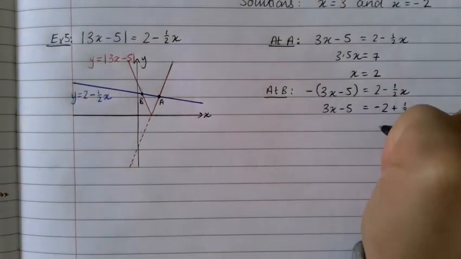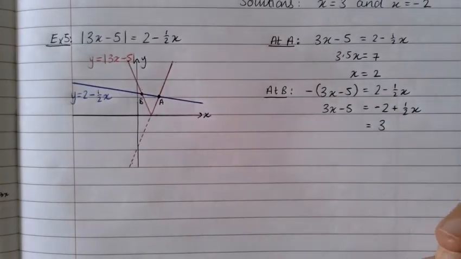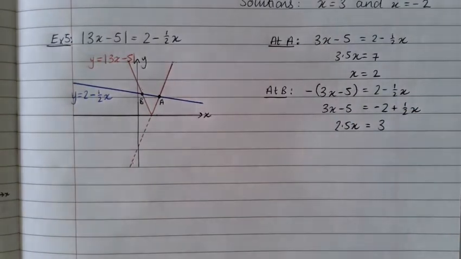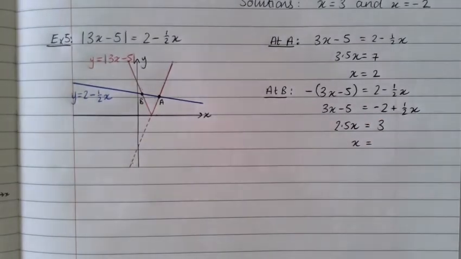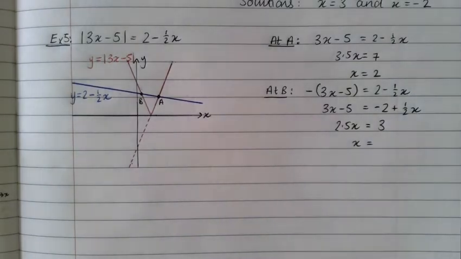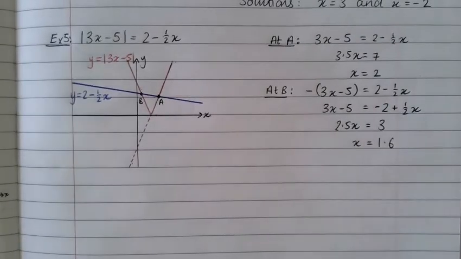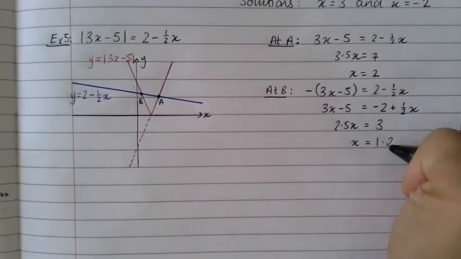So I'm going to add 5 to both sides, so that's going to give me -2 plus 5 is going to give me 3, and then I'll take away a half x from both sides, and that will give me 2.5x over here. And then when I do 3 divided by 2.5, or 3 divided by 5 over 2, that gives me 6 over 5, or x is 1.2. Oh, why did I write 1.6? So x is 1.2, or x is 6 over 5 is fine.